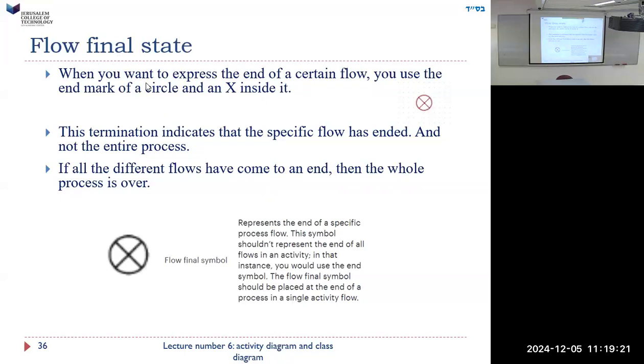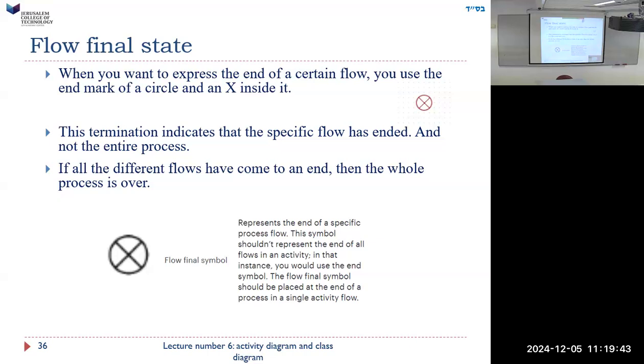Flow final state. When you want to express the end of a certain flow, you use the end mark of the circle like this with an X. In other words, the flow ended, but the program didn't end. When would you do that? If the program didn't end, the flow ended, then what does that imply? That the program is still continuing in some other place.